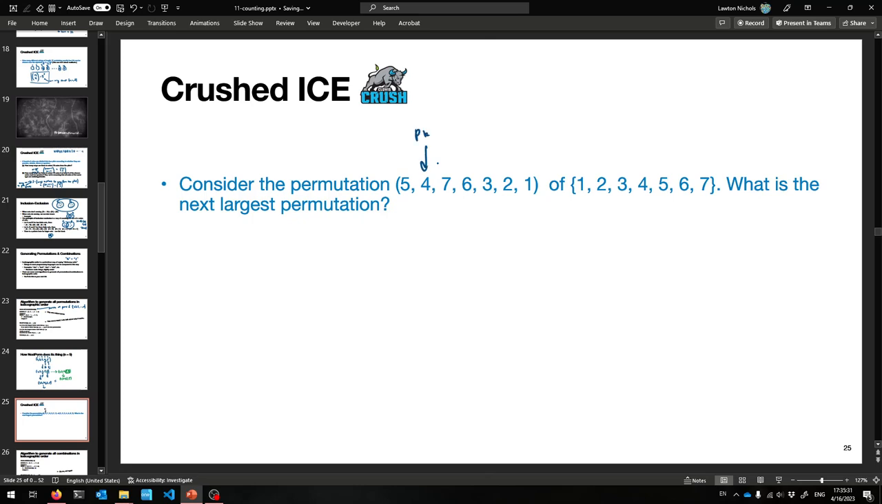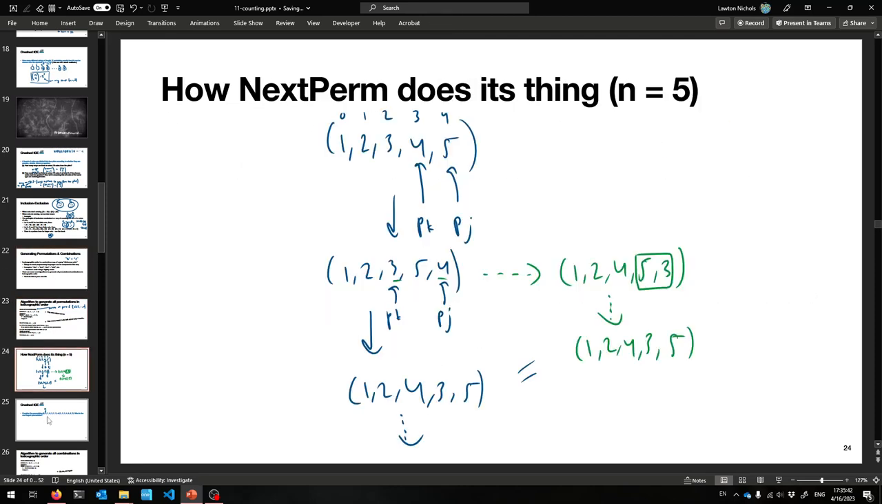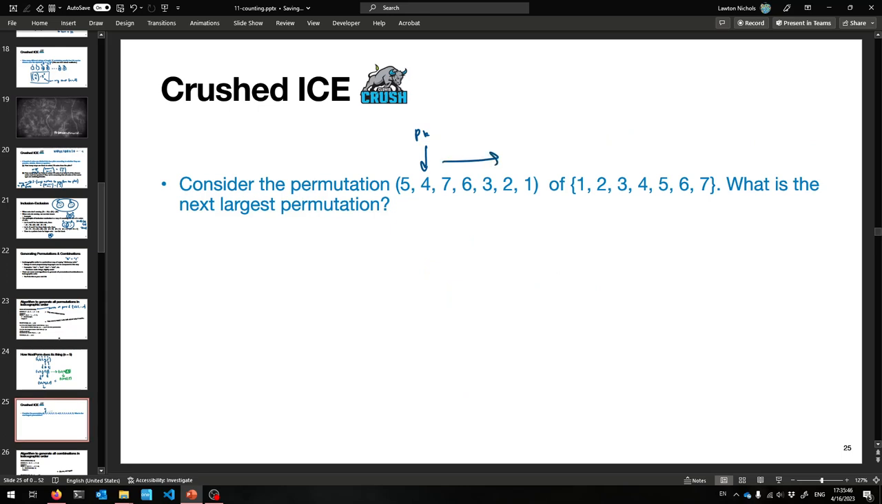See that? And then we want pj, which is the largest index such that it holds a bigger value than the value at pk. So what's the largest index that has a bigger value than 4? It is the 6. You see that? So this is going to be our pj. And then what do we do? We swap them so that we have 5, 6, 7, 4, 3, 2, 1. Then we take from k plus 1 onwards, that's these guys in the new one now, of course, and we reverse them because these are in decreasing order. It's usually going to be the case that they're in decreasing order, and you want them to ascend because that's the next smaller one. That's the goal.